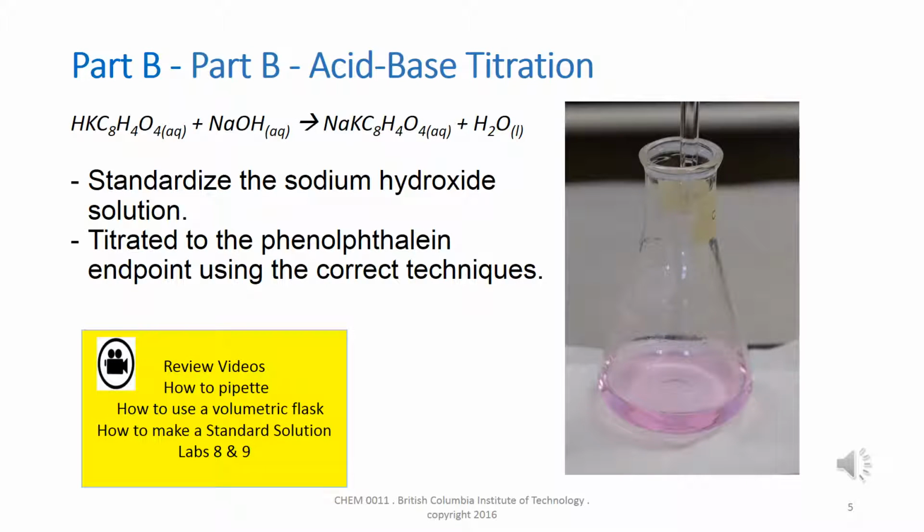In Part B of the lab, you carried out a titration, which is the neutralization of KHP with sodium hydroxide. The endpoint of the reaction is visualized by the light pink color of the acid base indicator. Because you are doing multiple titrations, you may have a small deviation in the volume of base used.